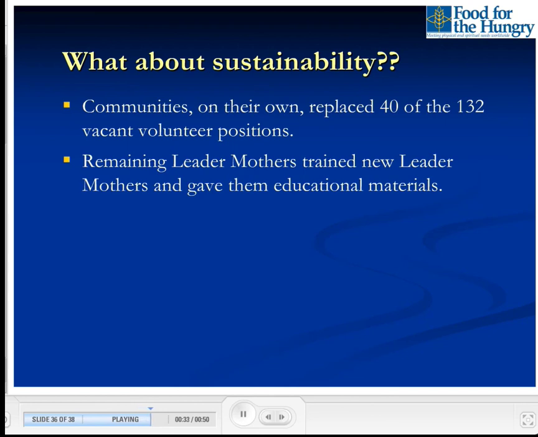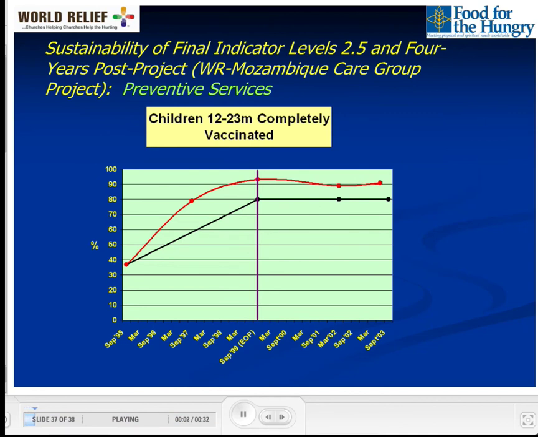They didn't have to have the Ministry of Health come out. They had enough seasoned leader mothers that they could pass along this skill to the new ones. Now, of course, it is helpful if the Ministry of Health can engage to continue working with these groups. And we are still doing advocacy around that to try to get Mozambique to adopt this model on a national level.